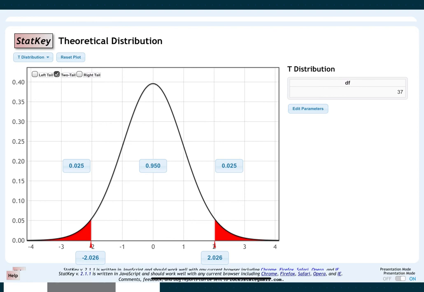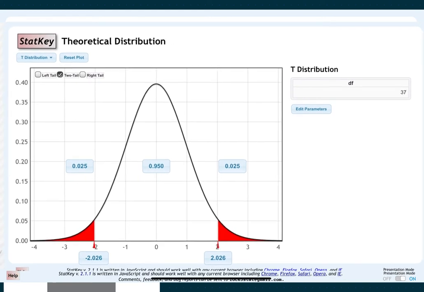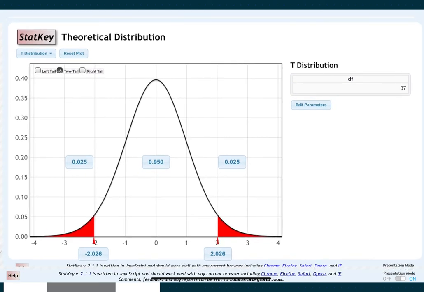However, the cutoffs are not correct. These are not the cutoffs that we want. So we're going to enter our t-value, this time into the lower cutoff because we have a negative t-value. And if you are following along, you probably don't see those two tails yet unless you have first told StatKey that you want a two-tailed distribution, and then you'll see these two cutoffs.